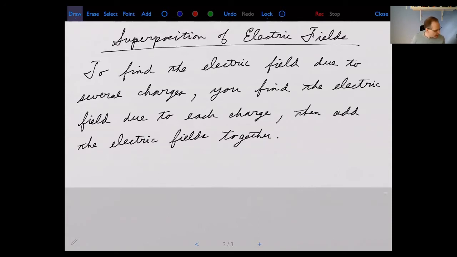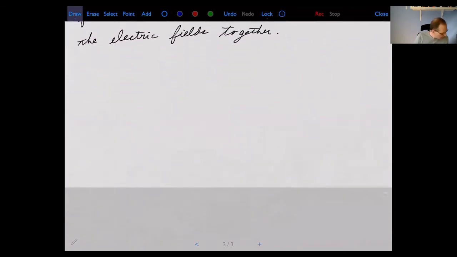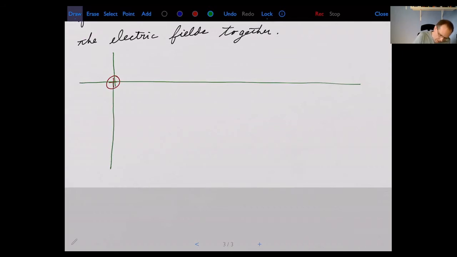Okay, so here, let's do an example. Let's say I have a positive charge here. Let me make a little coordinate system. Let's say that's 0, 0, just to make it easy. So this is my x-axis. This is my y-axis. So let's say the location of this positive charge is 0, 0. And let's say it has, I'll call it Q1, a magnitude of 2 nanocoulombs.